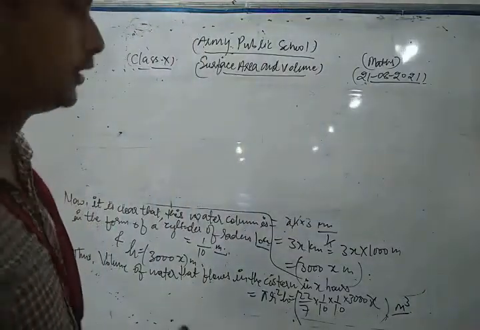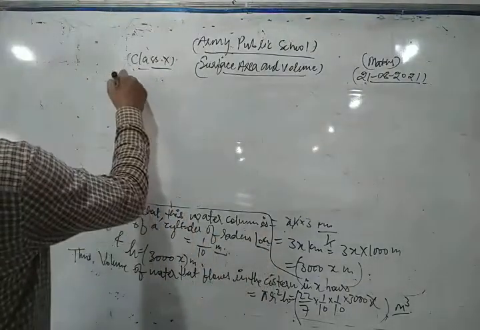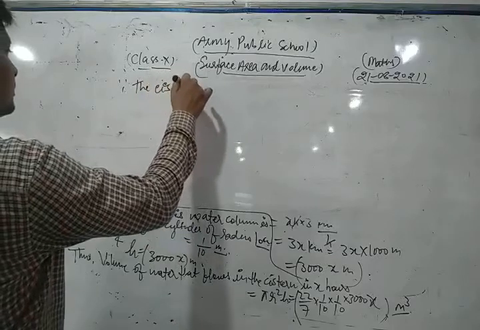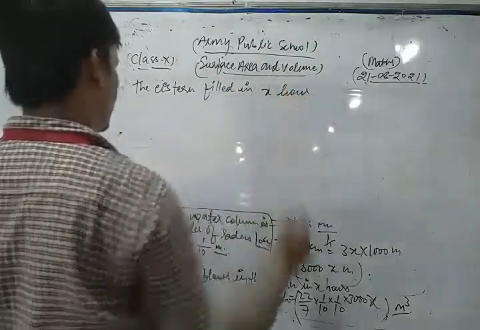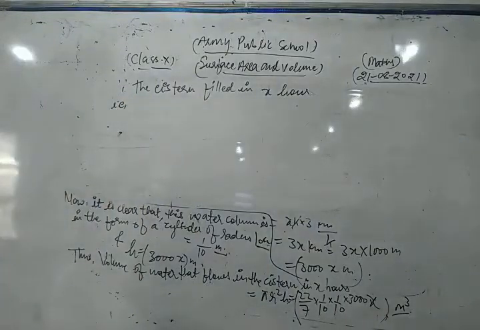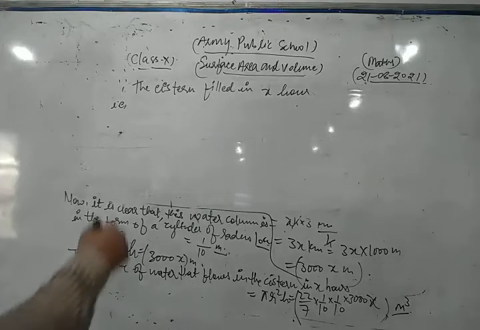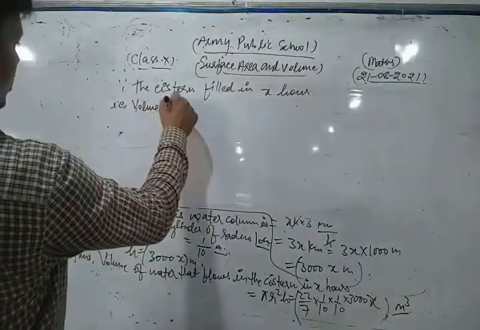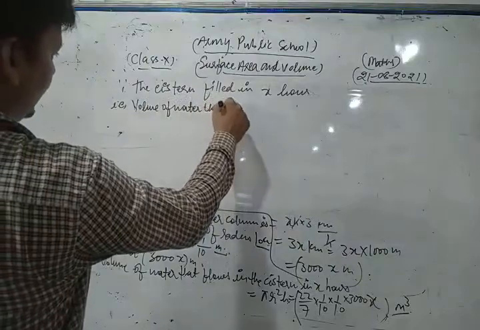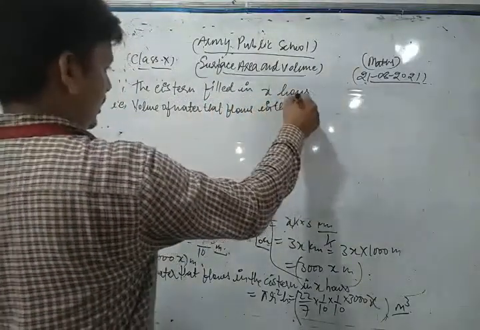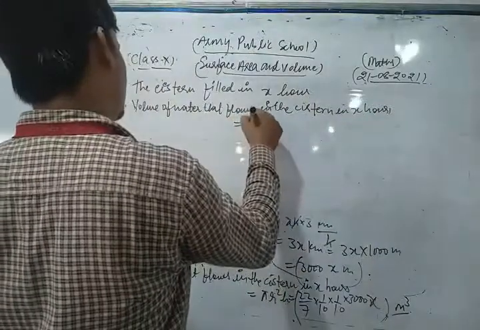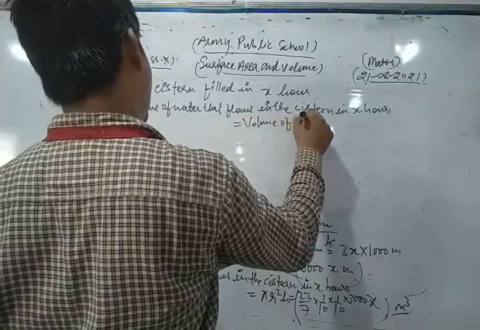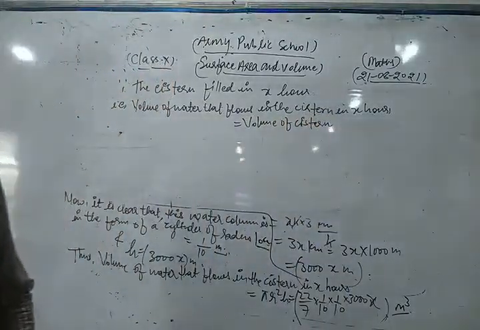Look, since the cistern is filled in x hours, the volume of water that flows into the cistern in x hours is equal to the volume of the cistern.